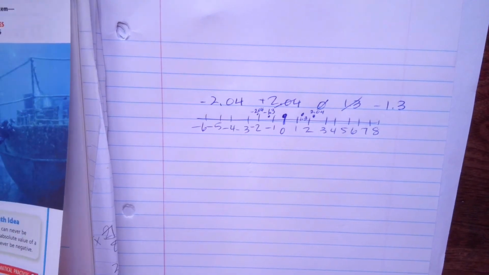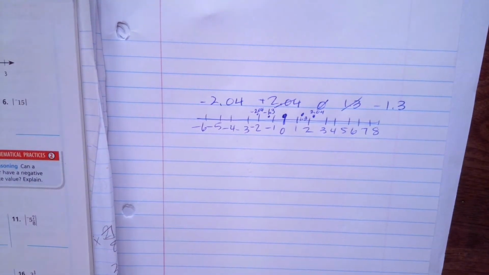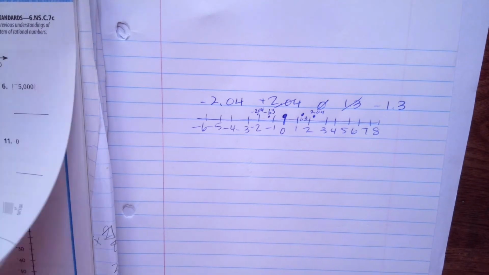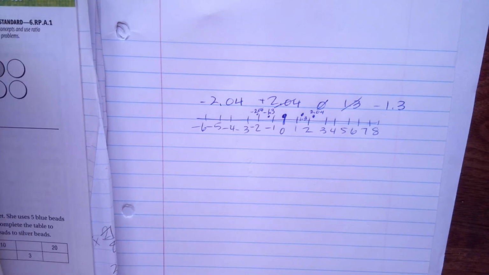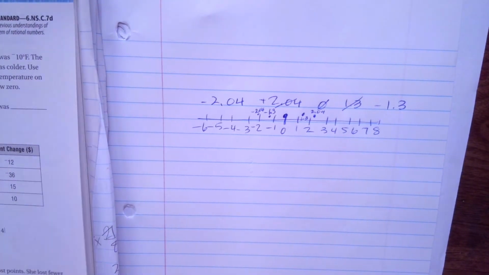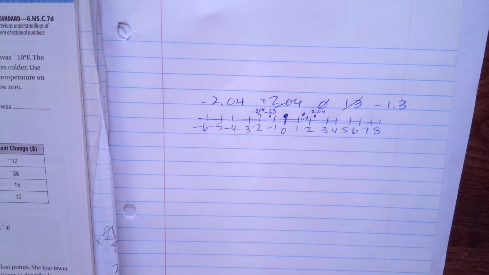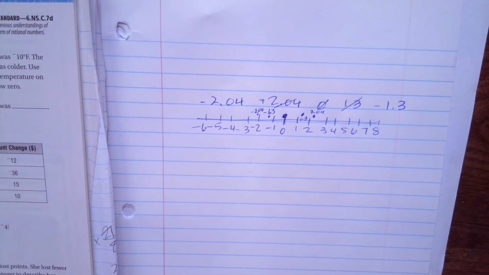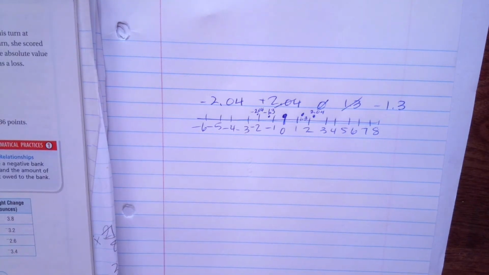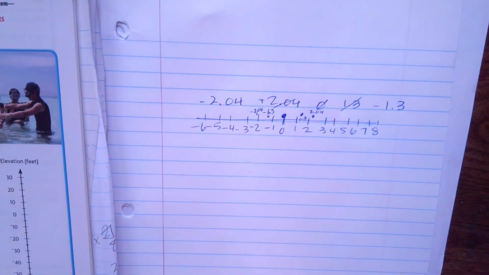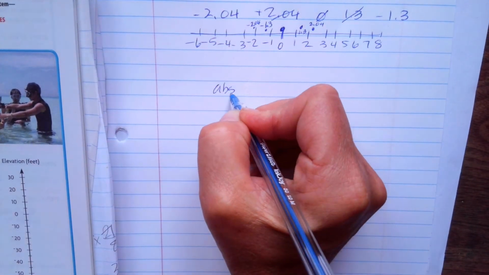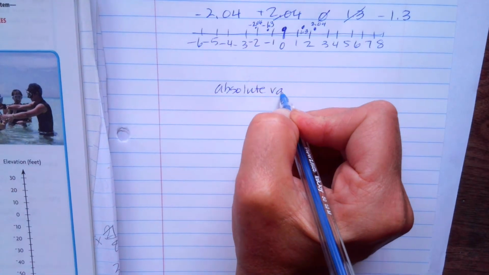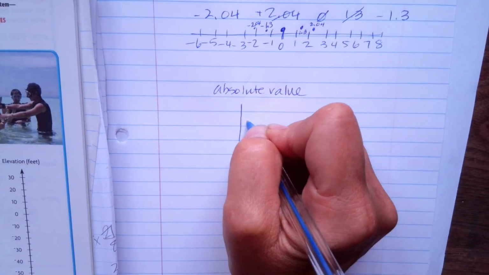All right. So that is how you graph numbers and understand what they mean on the number line. Sometimes they might give you, instead of just giving you regular numbers like this, absolute value, if you remember. So absolute value looks like this.